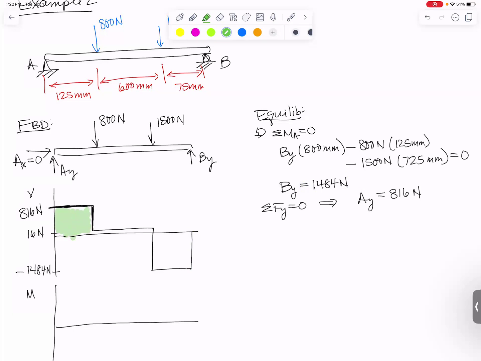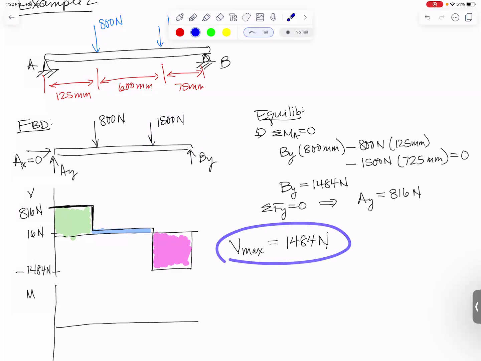So there's a green one. Let's make this middle part blue and make this last one pink. And if anybody needs to know, my V max, you can then find out, is actually 1484 newtons. That is the absolute max shear force anywhere in this beam. It occurs in that last section right here. And isn't that interesting that for this beam, even though there is a 1500 Newton force on it, the shear force inside the actual beam is never any bigger than 1484 newtons.